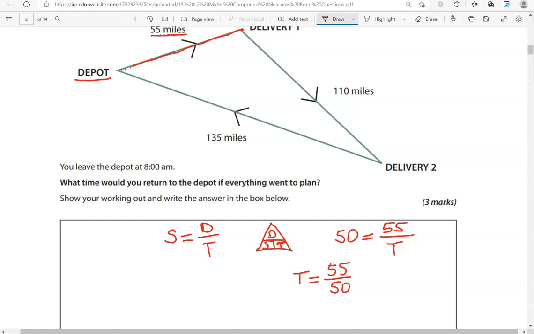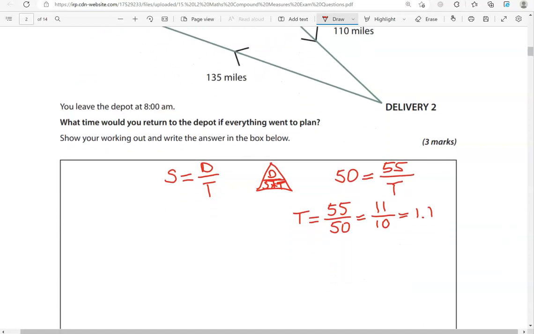Remember, to work out time, we do distance divided by speed. So this line here is like a fraction line where you divide, and here you multiply across. So 55 divided by 50. We can divide both numbers by 5 to simplify the fraction. That gives us 11 over 10. 11 divided by 10, we know that it is 1.1. So moving a decimal point one place to the left to make this number smaller. So that is 1.1 hours.